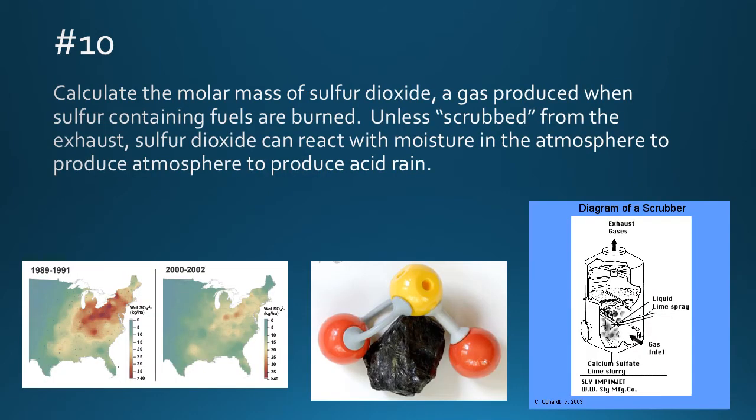Okay, so the molar mass of sulfur dioxide. This one's kind of cool. Sulfur dioxide is a big problem in our atmosphere. It caused a lot of acid rain. You can see this picture here of the United States. Big problems with acid rain. That's all this dark stuff.